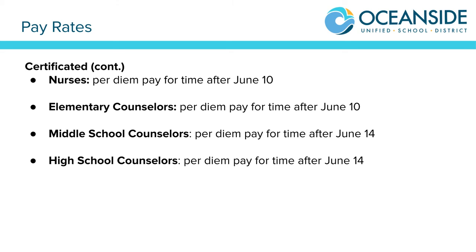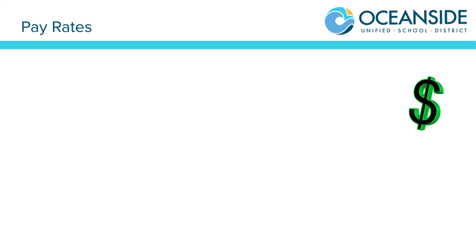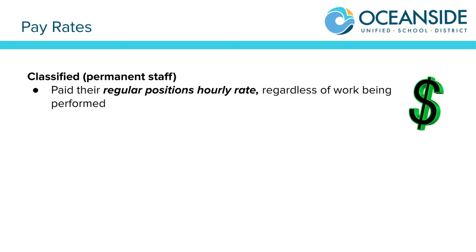These classifications of certificated staff are paid at their per diem rate when they are off calendar: nurses, elementary counselors, middle school counselors, and high school counselors. Classified permanent staff members are paid at their regular position hourly rate regardless of the work they are performing.